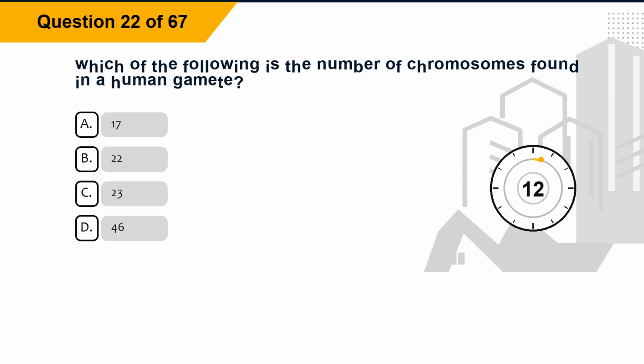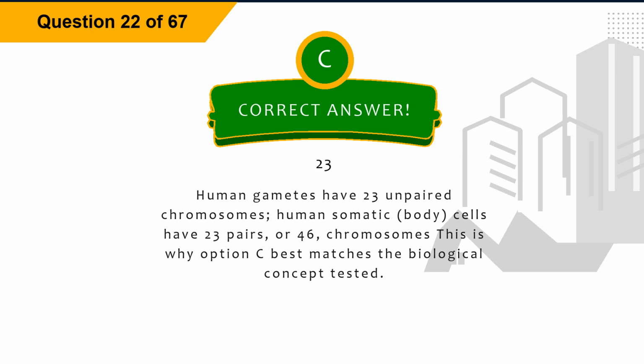Question 22. Which of the following is the number of chromosomes found in a human gamete? Option A, 17. Option B, 22. Option C, 23. Option D, 46. The correct answer is option C, 23. Explanation. Human gametes have 23 unpaired chromosomes. Human somatic body cells have 23 pairs, or 46, chromosomes. This is why option C best matches the biological concept tested.